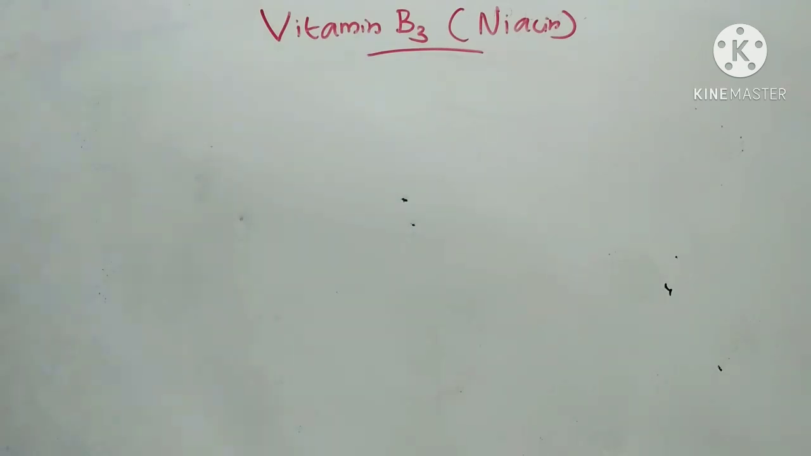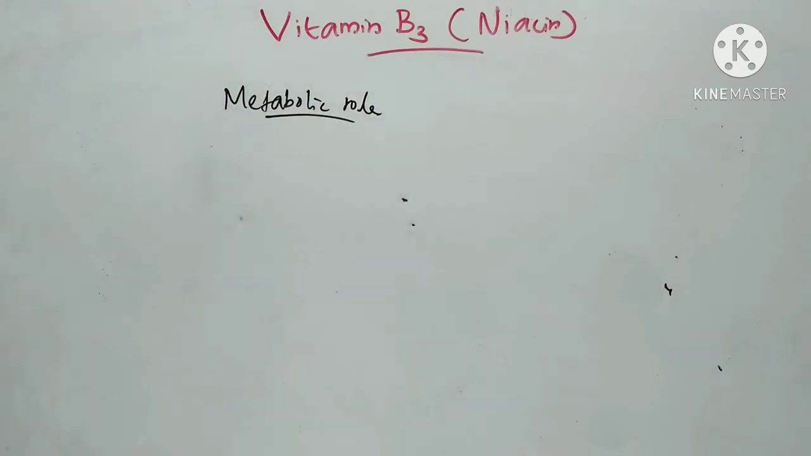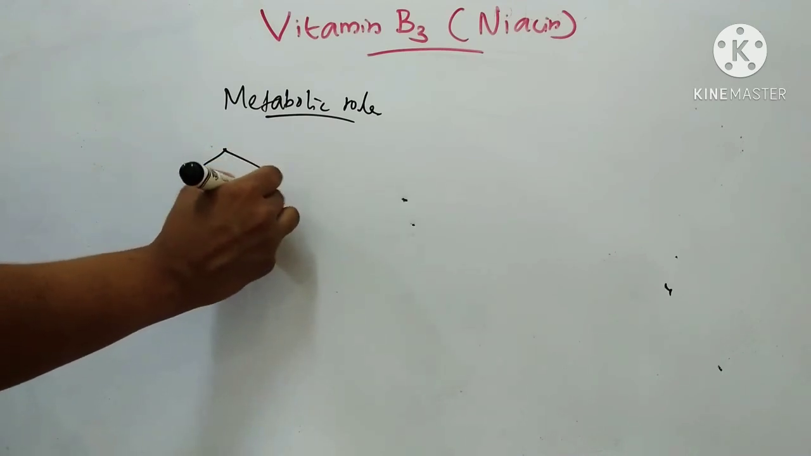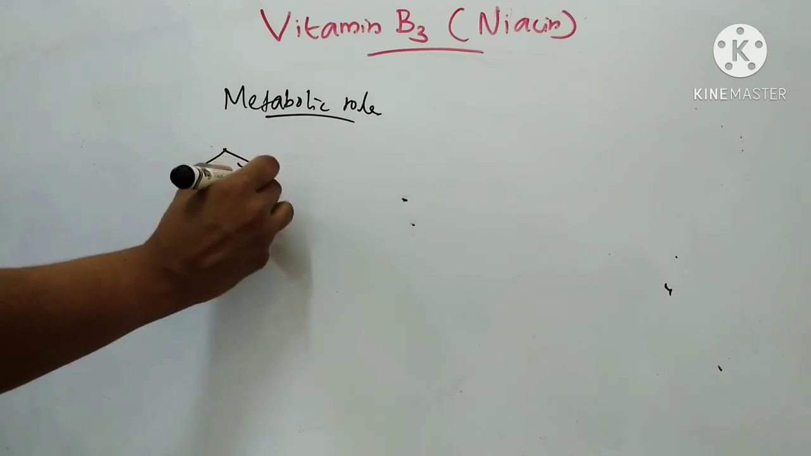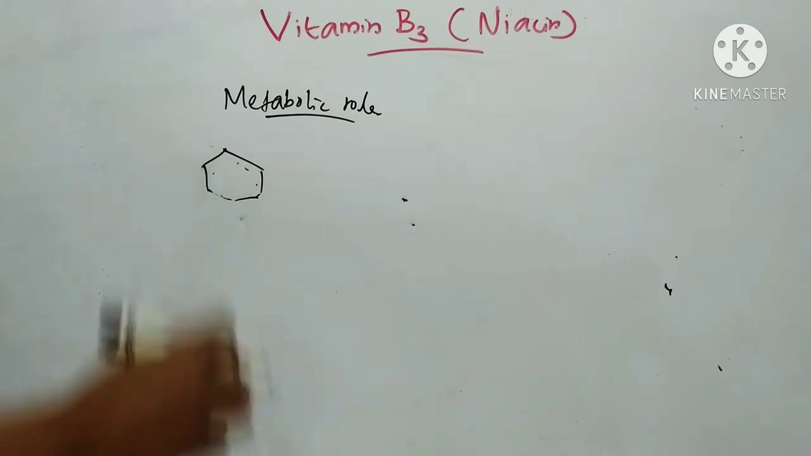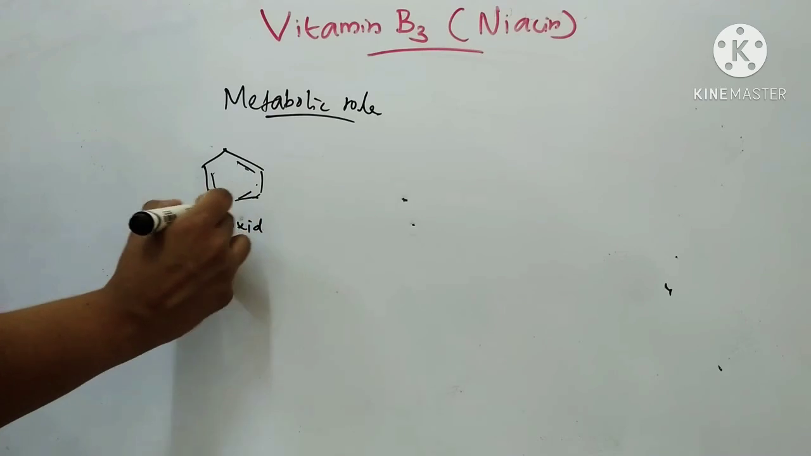Next we will see metabolic role. Coenzymes NAD plus and NADP plus act as hydrogen and electron transfer agents by reversible oxidation and reduction. They act as hydrogen and electron transfer agents. That is, this NAD plus oxidized, NAD plus.